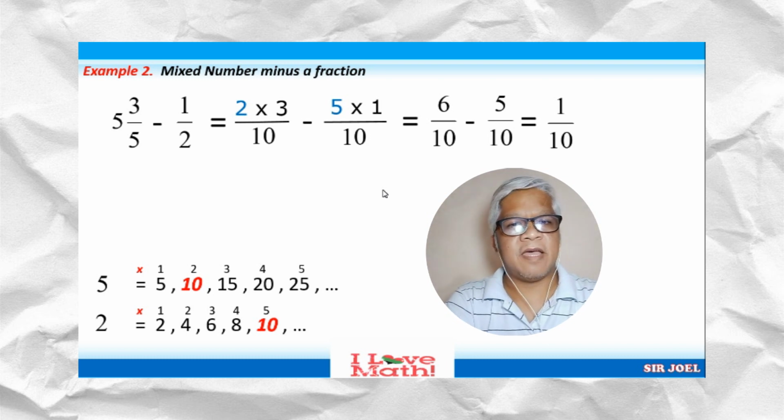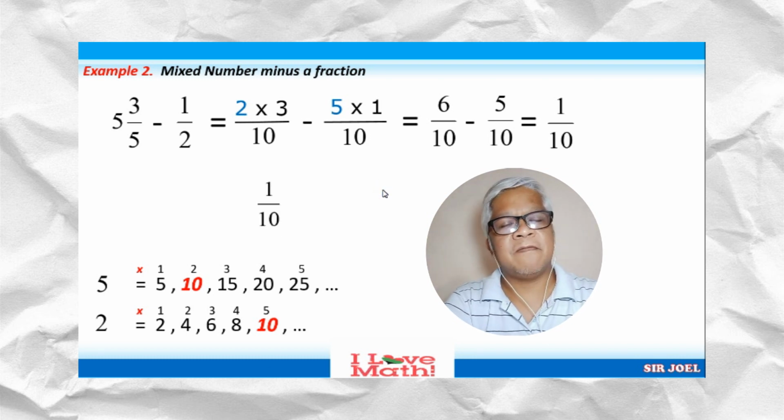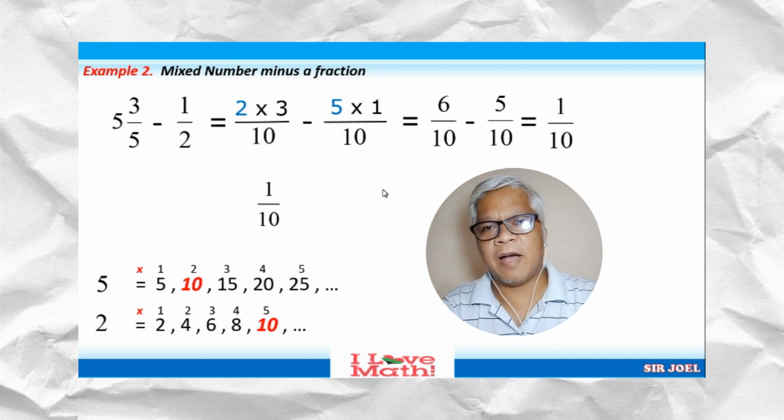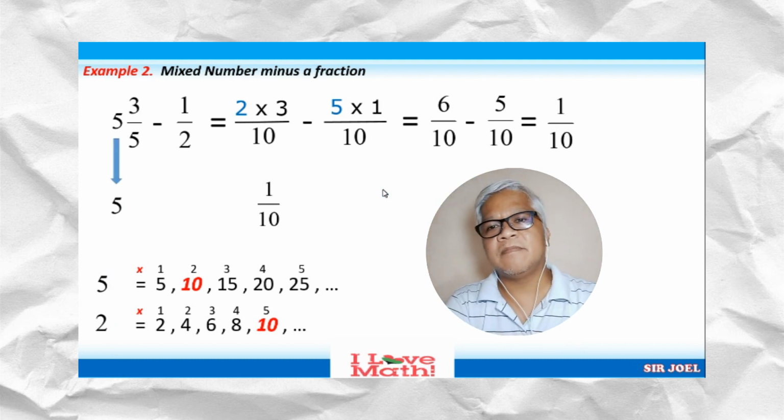Now, what's next? Copy your fractional part, answer 1 over 10. Then going back dun sa ating problem, look at the given whole numbers this time. So, we have 5 para dun sa 5 and 3 over 5.